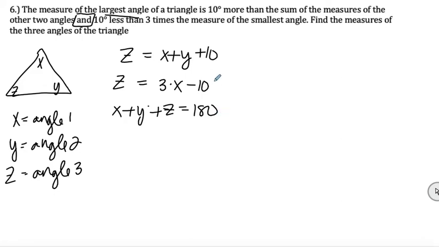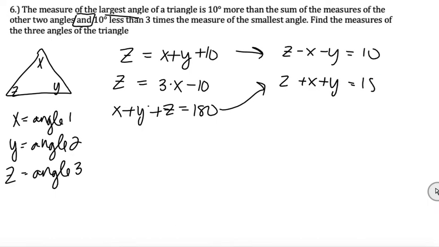Something really cool happens here when I rearrange these in terms of x, y, and z. If I take this top equation and rearrange it to look like the bottom, it's going to say z minus x minus y, if I subtract the x over and subtract the y over, equals 10. And what happens if I add it with this bottom equation? I'm going to rewrite it so it's stacked: z plus x plus y equals 180.